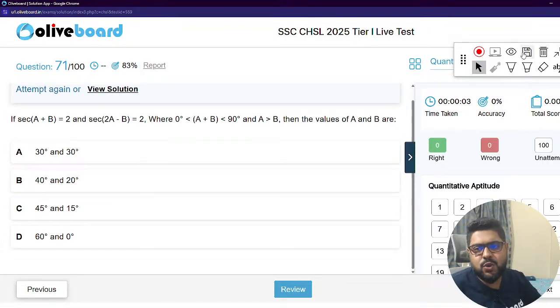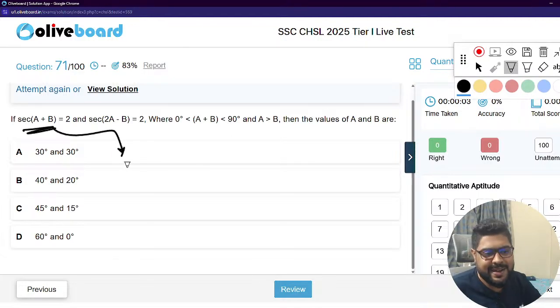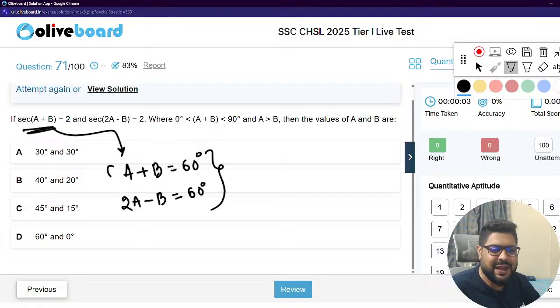Sec is given as 2. Okay, fine. Sec 2 means cos is half. Cos is half at 60 degrees. A plus B is 60 degrees. 2A minus B is also 60 degrees. Values of A and B they are asking.